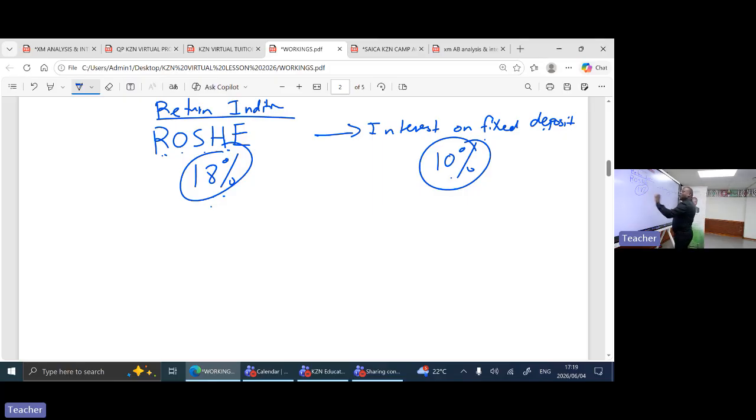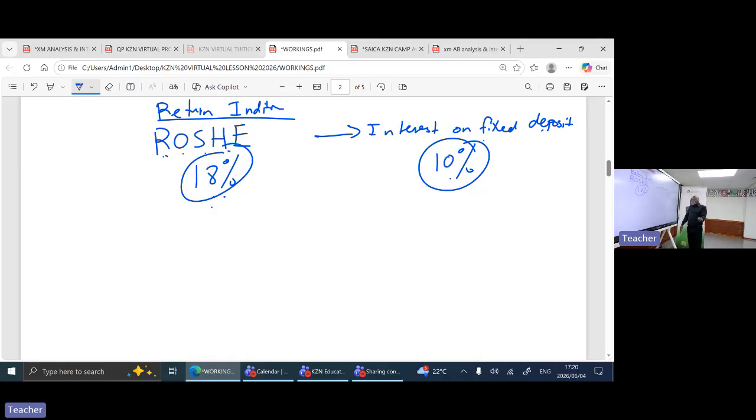I'm talking about ROSE. ROSE checks the return on the shareholders' equity. The formula is the net profit over average shareholders' equity. Then you multiply that answer by 100 in order for you to get a percentage. And then I'm making an example here to say the return on shareholders' equity was 18%. Now, if the return is 18% and the interest on fixed deposit is 10%, because this one is called alternative investment.